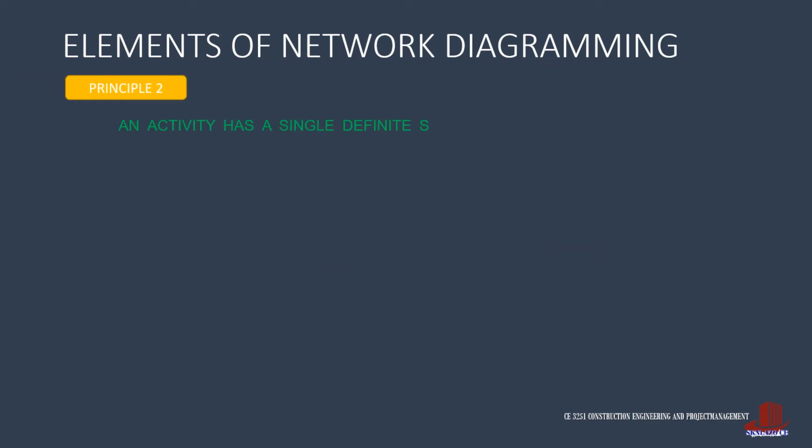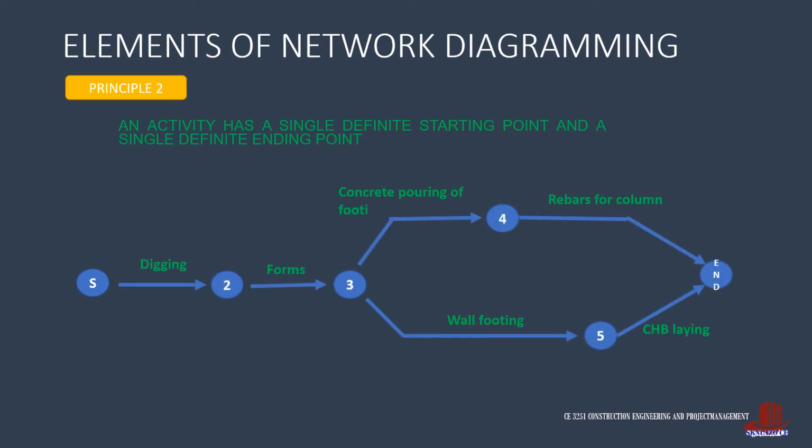Principle 2 can be summarized as follows. An activity has a single definite starting point and a single definite ending point. No matter how many spring out from an activity, it would always have a single start node and an end node.